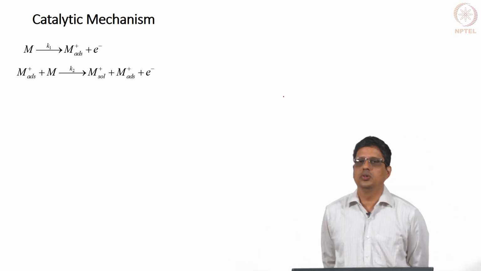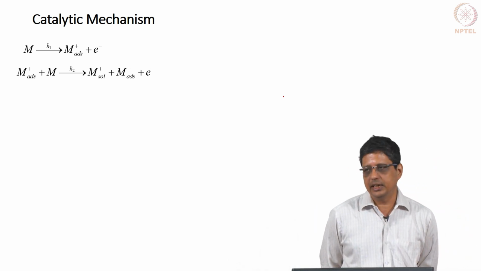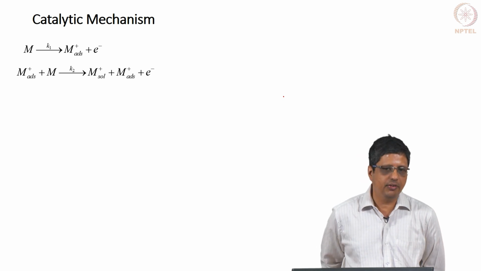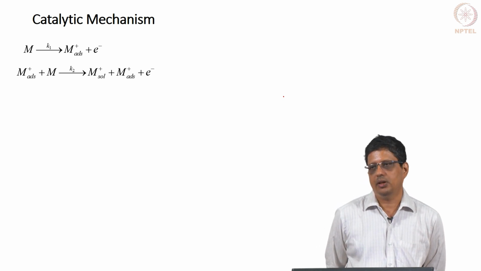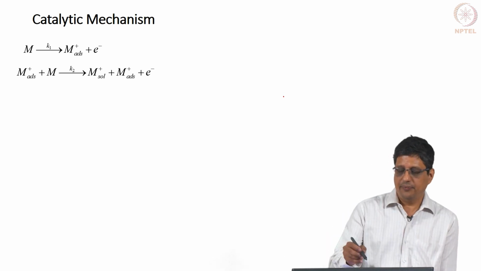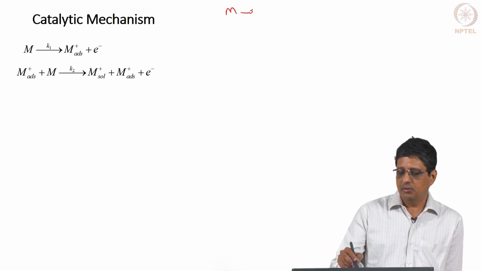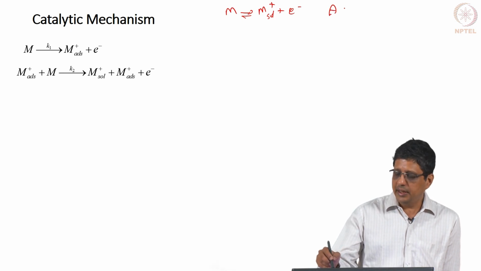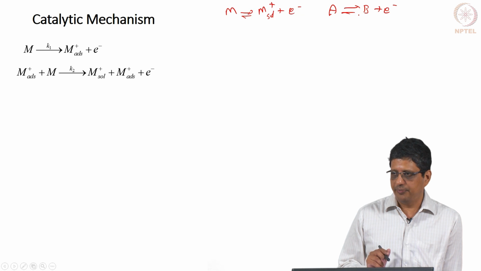Now, I want to show you a mechanism which is called the catalytic mechanism in the literature. This is a little different from what we have seen so far. What we have seen so far is a very simple equation, where directly something goes into solution, or A becomes B plus an electron, where of course these are charged species with A and B differing by one charge. It is similar to this, we have seen this.